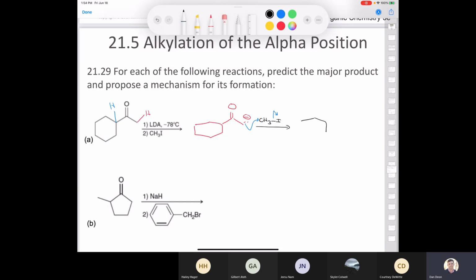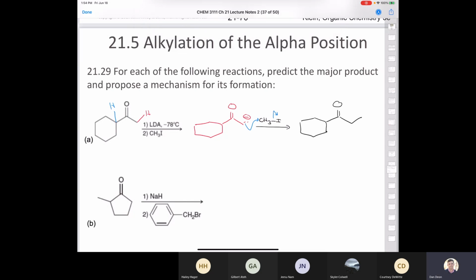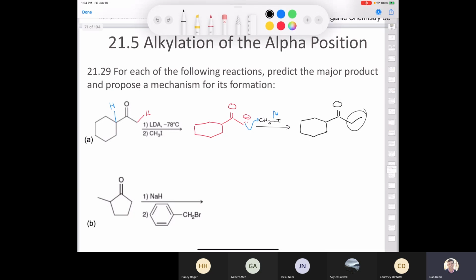So all we're doing is adding another carbon to the molecule. Boom, boom. There you go. Nothing more than that. So kind of a cool reaction, though, just to add an extra carbon, right? Whenever you can add a carbon or make a new carbon-carbon bond in organic chemistry, that's going to make you kind of famous, isn't it?